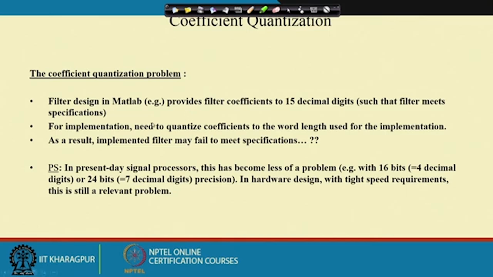In the next class we will see this with an example of filter design. In MATLAB we can consider different word lengths for the filter or for the arithmetic operations, and then see what the effect will be on the transfer function, or the overall performance of the filter design. So, that we will see in the next class.